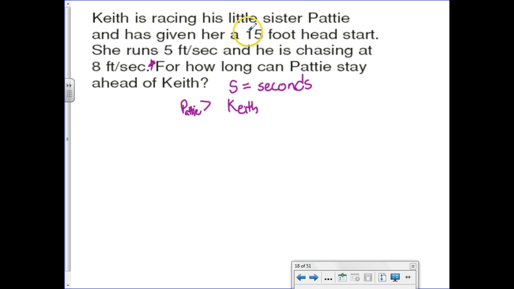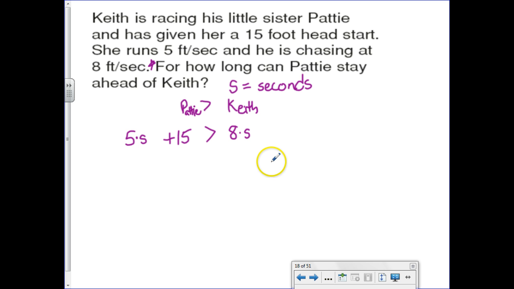Now, let's go back here and look at what's going on. Remember, Patty had a 15-foot head start. So whatever she's running at, she gets a plus 15 here. And she runs at 5 feet times every single second, plus she has the 15-foot head start. Keith runs faster, but he doesn't have a head start. He just gets 8 feet times every second. Okie dokie. Well, let's see what's going on here.